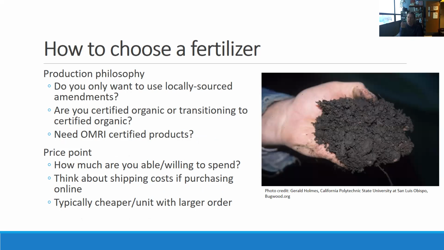And price point. How much are you able or willing to spend? Maybe your preferred fertilizer from 2 years ago is just now so expensive that you just can't imagine. Consider shopping online, and if the shipping is outrageous, talk to your neighbors about going in. Usually shipping is much more affordable if you buy in bulk and split the cost with someone else. It's also usually cheaper per unit when you buy more of something, so consider that as an option.